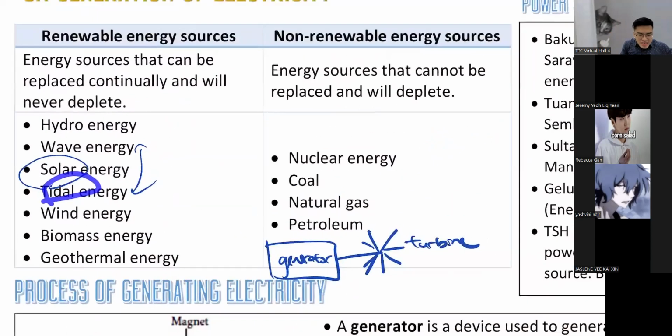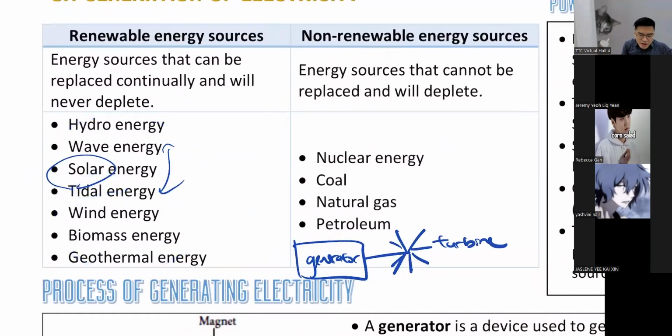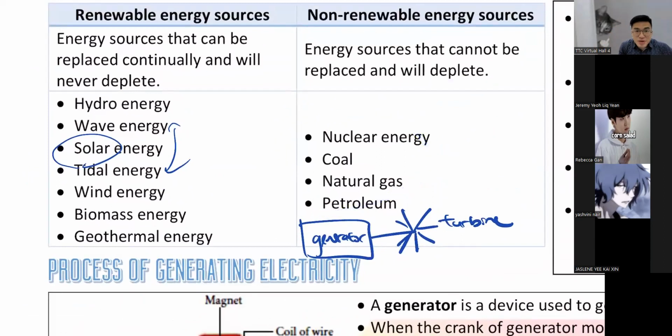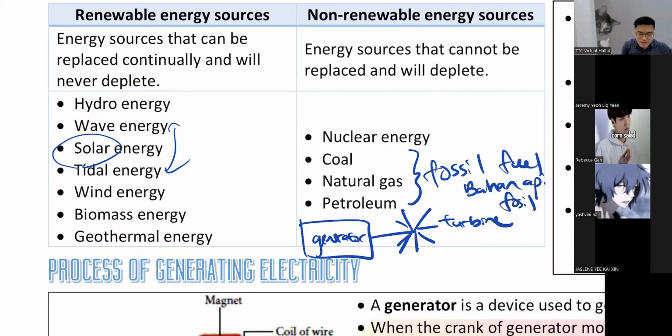So these energy sources will never run out. They will never deplete. Tidak akan kehabisan. You can use this forever. But these things will someday be finished. For example, you have your nuclear, and these three, if you still remember, are called fossil fuel. Bahan api fossil. That's your dead animal, dead dinosaur, dead whatnot. So coal, natural gas, and petroleum. These are your fossil fuel.